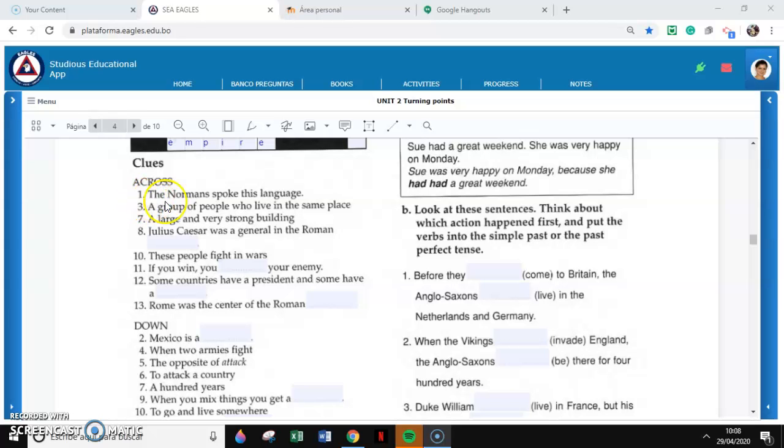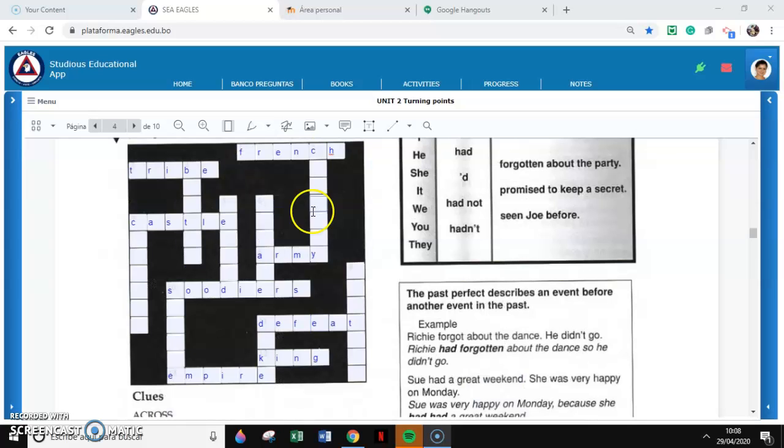So number 1, the Normans spoke this language. So I don't know if you remember, but the Normans, according to the reading The Invaders in the American Outline book, their language was French.